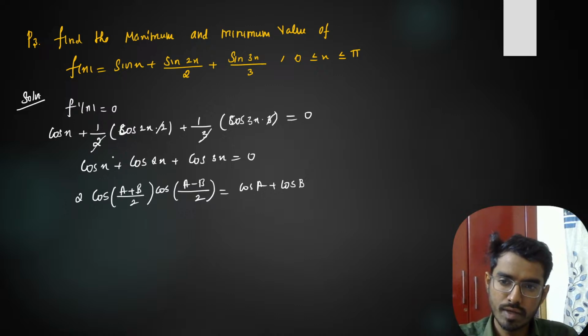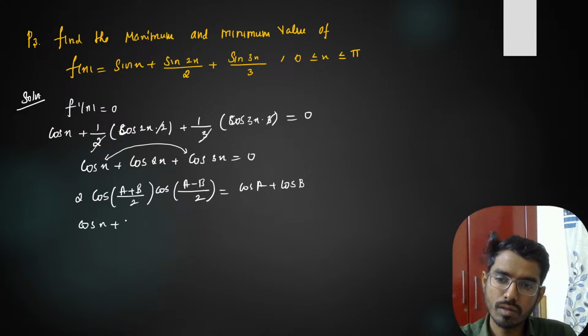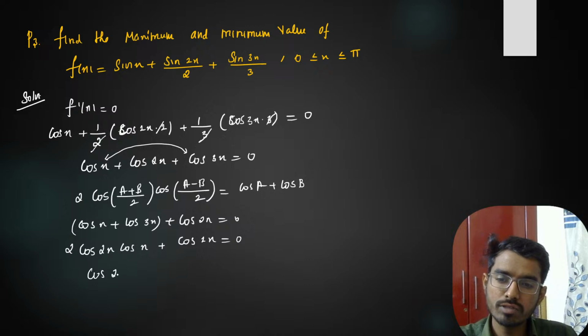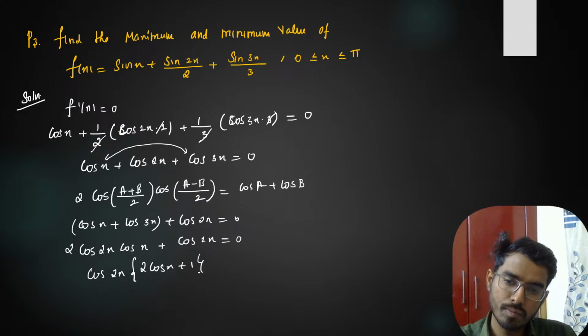So what we'll do is, we will apply this formula for cos x plus cos 3x. Cos x plus cos 3x plus cos 2x is equal to 0. Cos x plus cos 3x, so 2 cos 2x cos x plus cos 2x is equal to 0. A plus b by 2: x plus 3x by 2, 4x by 2 is 2x. X minus 3x by 2 will be minus x. Cos of minus x is cos x, even function. Let's take cos 2x common. So we will have 2 cos x plus 1 equal to 0.